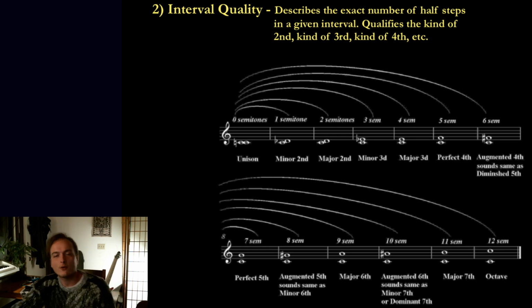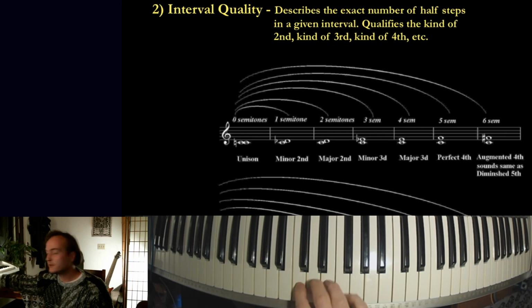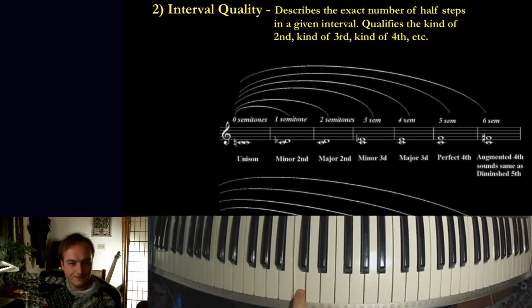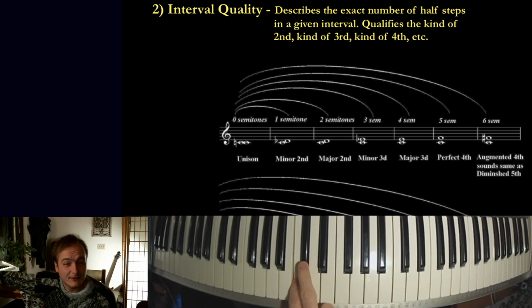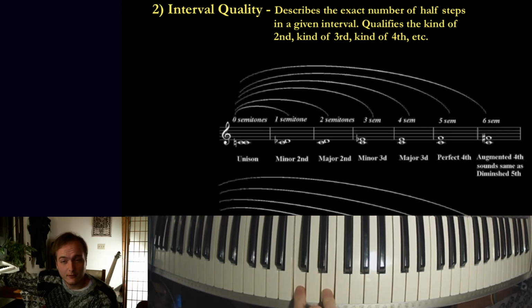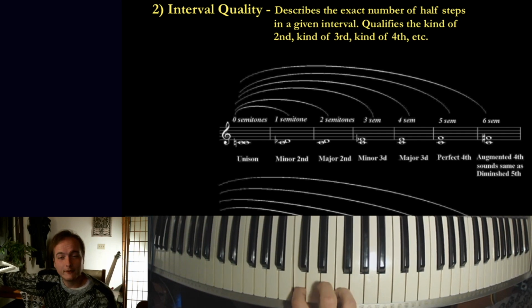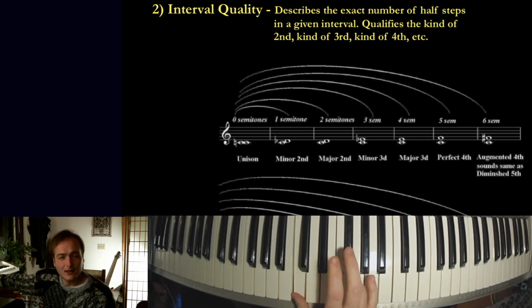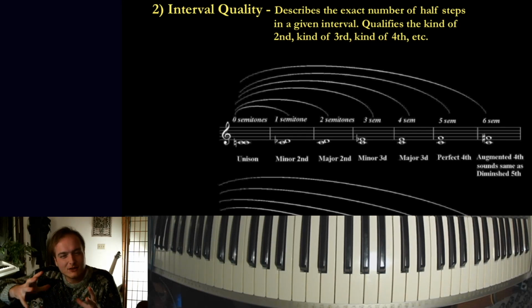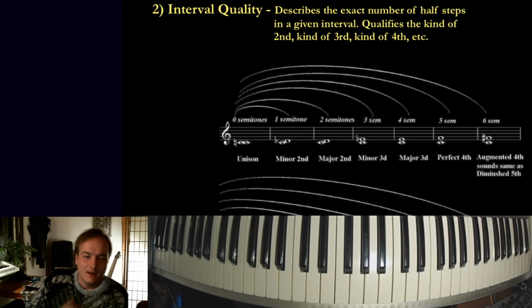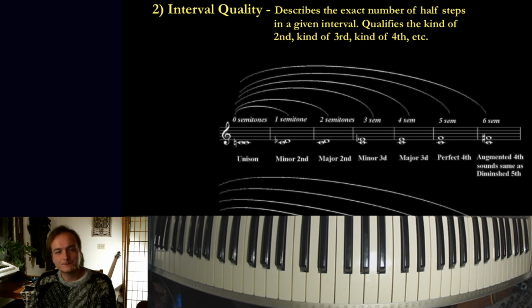Let's look at this on the keyboard because I think that'll make a lot more sense. So if I start with the unison, C to C, that's just a unison. Straightforward. C to D flat, minor second, major second, minor third, major third, perfect fourth, augmented fourth, C to F sharp. The perfect fourth has been stretched a little bit bigger by 1/2 step, and it's become an augmented fourth.